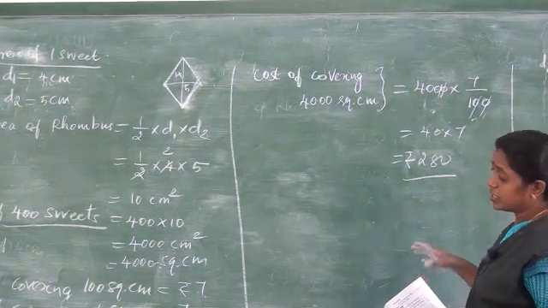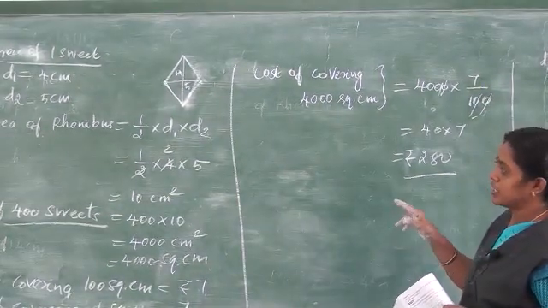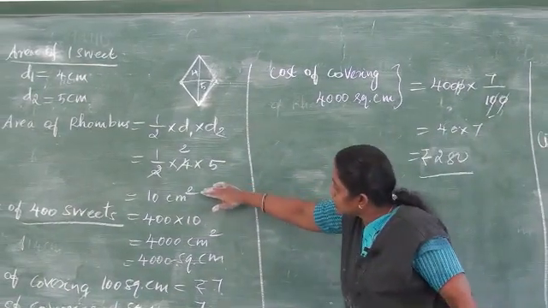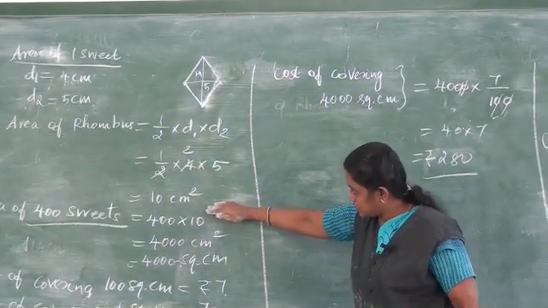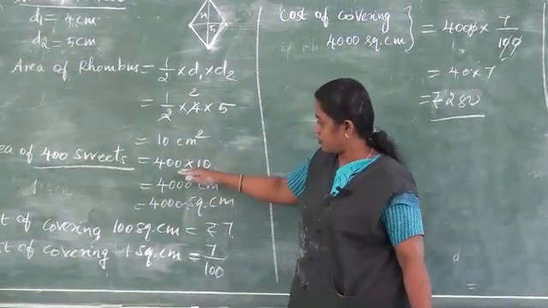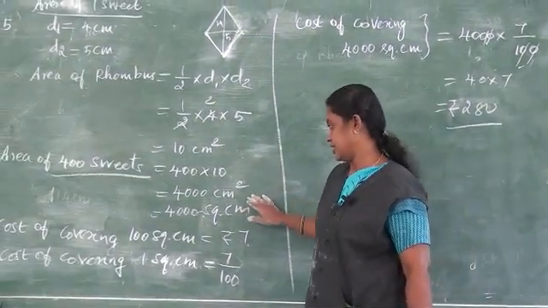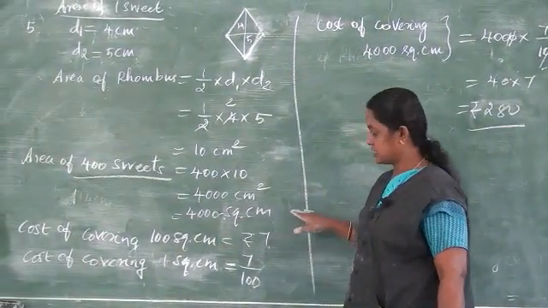the cost of covering aluminum foil for 400 sweets. So first we have to find out the area of one sweet. I found here the area of a rhombus equal to 10 centimeter square. Then the area of 400 sweets equal to, you should multiply 400 into 10, equal to 4000 centimeter square. That we can write as 4000 square centimeter.